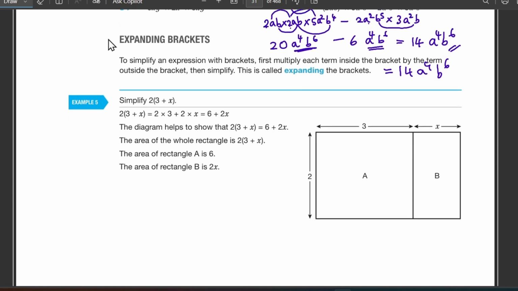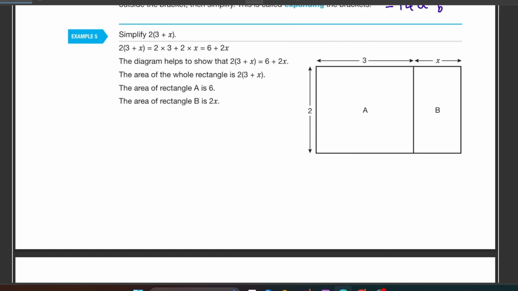Then here comes another part. This is expanding brackets. Let's look at the first example. Example 5: simplify 2 times 3 plus x.